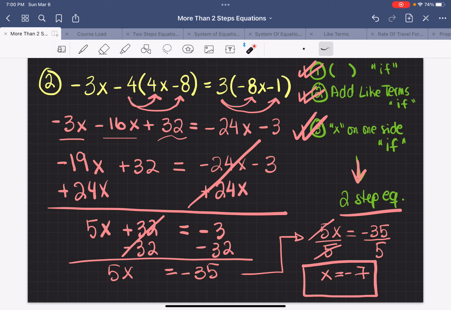As I said, by doing these 3 steps, if you are careful and do all of those 3 steps, you end up with a 2-step equation, which is something really easy to solve. And I do have a video on how to solve 2-step equations.